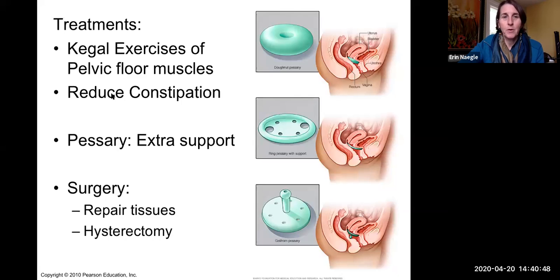If the prolapse is moderate, then you might be given a pessary by a doctor, and there are different shapes of them, but the point is to give some extra support to the uterus and the bladder to help them stay in place. Those have to be removed and cleaned on a regular basis. And then if prolapse continues, surgery might be required to either repair the pelvic floor tissues or sometimes a full hysterectomy, meaning removal of the uterus.